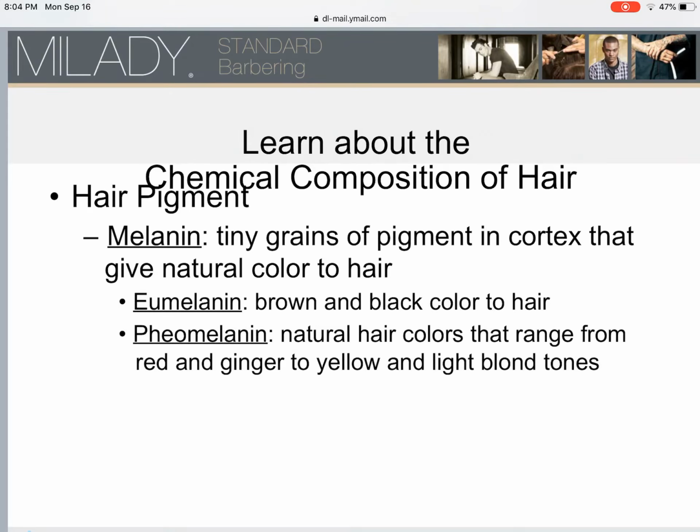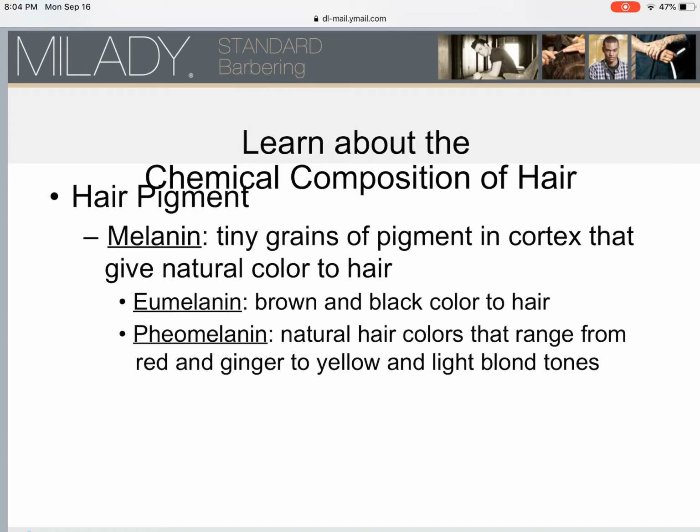Today is properties and disorders of the hair and scalp. Level 2, this is lecture 2. Okay, we're going to pick up right where we left off. In the previous lecture we were talking about the importance of understanding end bonds, side bonds, the 5 elements that make up the hair and its percentages. Now today we're going to go straight into hair pigment.